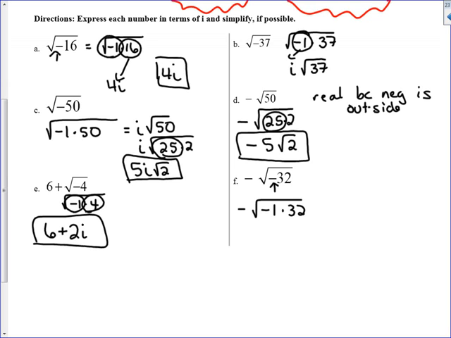And then just like before, we've got to worry about that 32, trying to break it up using my list of perfect squares. 16 and 2. So it's going to be negative 1, but then that 32 we could split up as 16 times 2. So of those three factors, what am I going to get to come out front? 4i. So the negative 1 is going to give me the imaginary unit. The square root of 16 is going to give me 4. Left over is the square root of 2. And this negative sign out front literally just carries down every step.